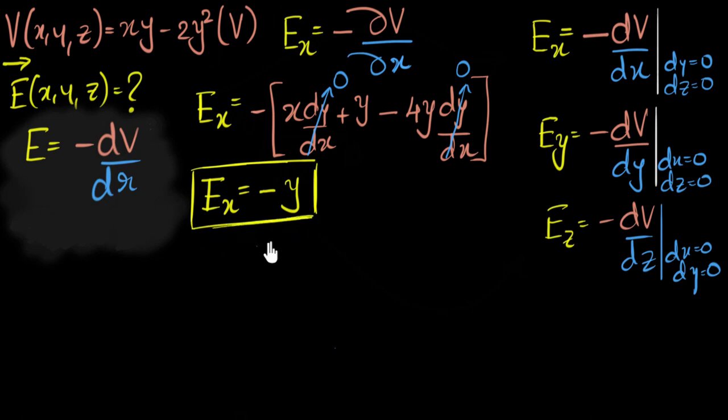So now let's do the y component, and I encourage you to try that. What's the y component going to be? Again, it's going to be negative ∂V/∂y, but let's start by doing normal differentiation, and I encourage you to pause and try this.